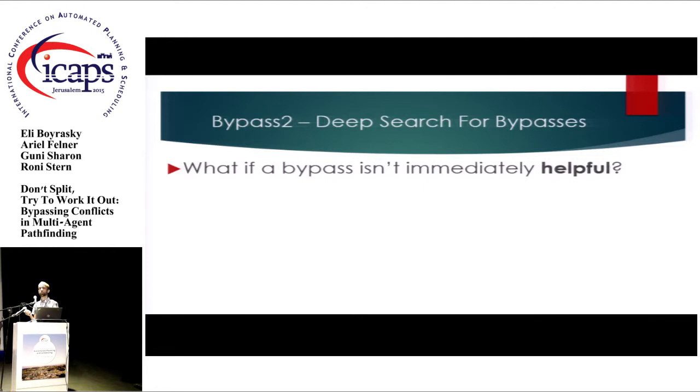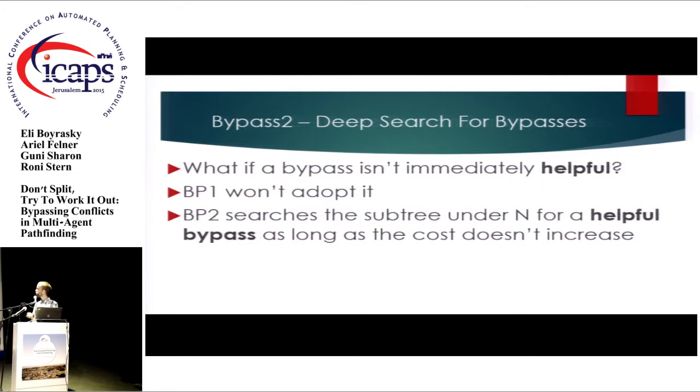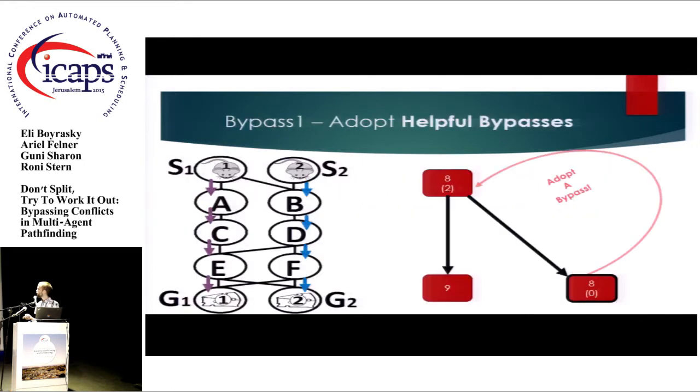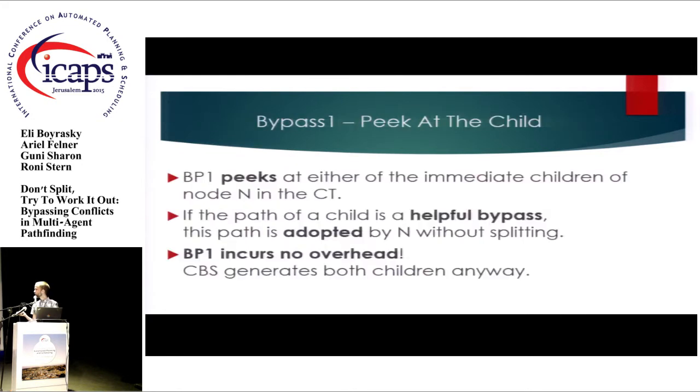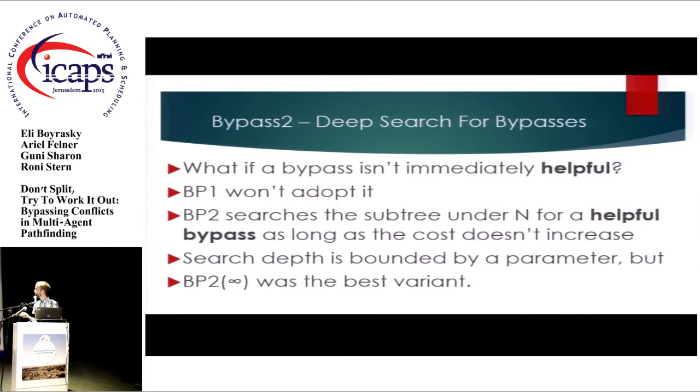But what if a bypass isn't immediately helpful? For example, the number of conflicts can even go up. So bypass one won't adopt it, of course. But bypass two searches the subtree under n more deeply for a helpful bypass, as long as the cost doesn't increase. Just like we saw earlier, that we adopted paths only from child nodes that have the same cost. So as long as the cost doesn't increase, we perform a deeper search for a bypass, and if we find it anywhere in the subtree, we adopt it. The search depth is bounded by a parameter, but we found that a parameter of infinity was usually the best, because there aren't that many child nodes in the subtree with the same cost.